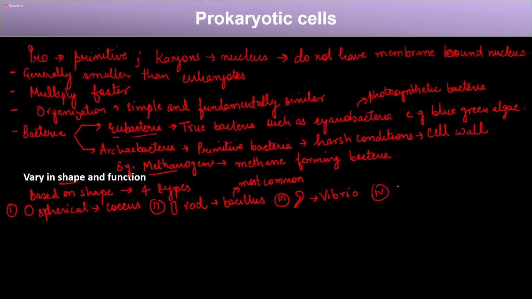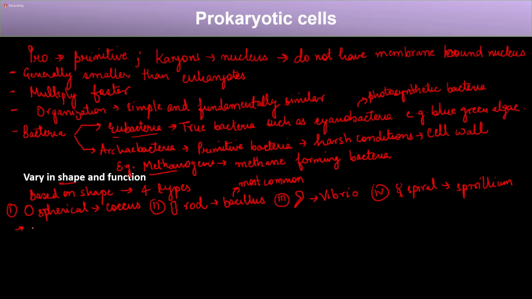And fourth is if it is spiral shaped, something like this. If it is spiral shaped, it is known as spirillum. So based on the shape, bacteria are divided into 4 types: coccus, bacillus, vibrio, and spiral. Now, it might also be possible that these cells occur in a group.